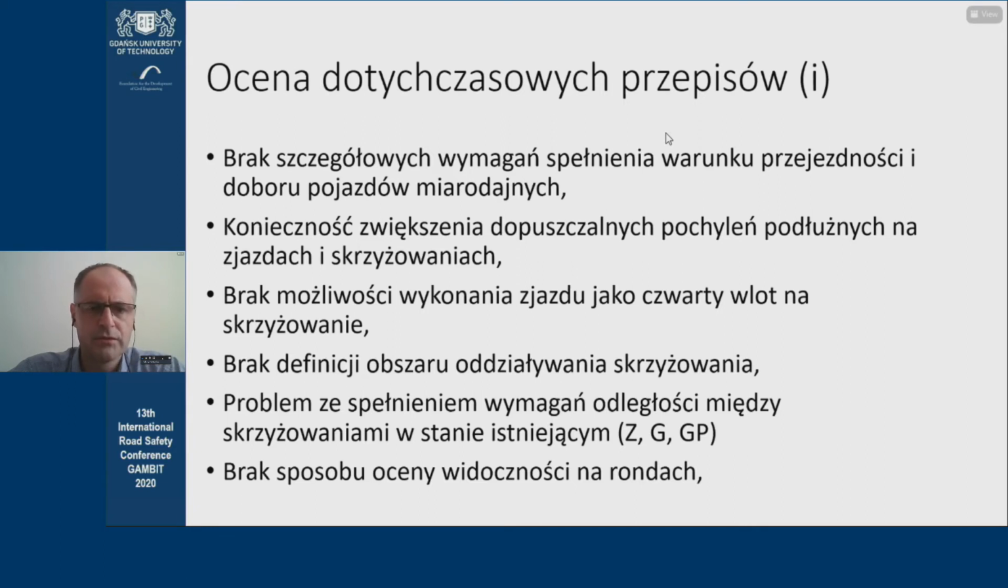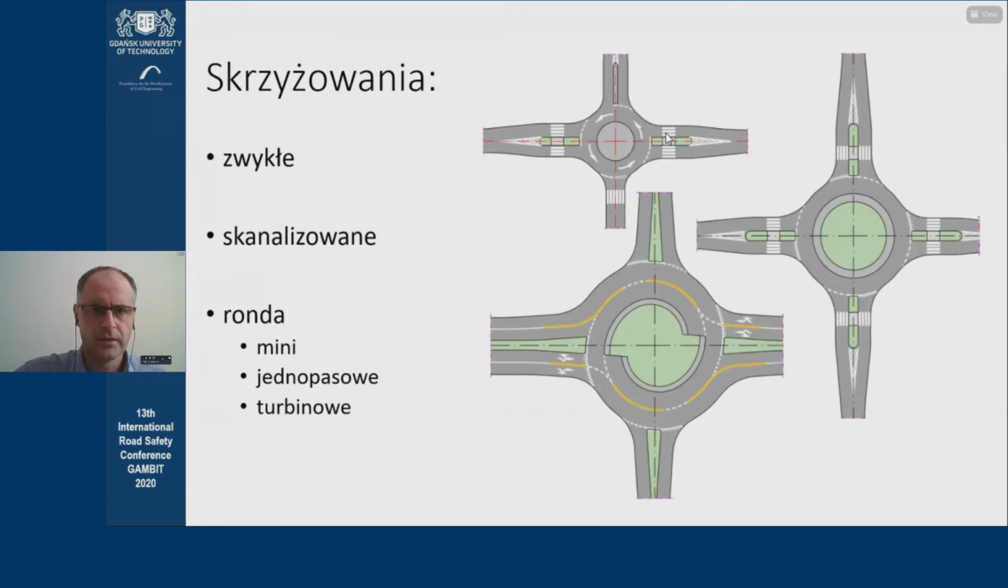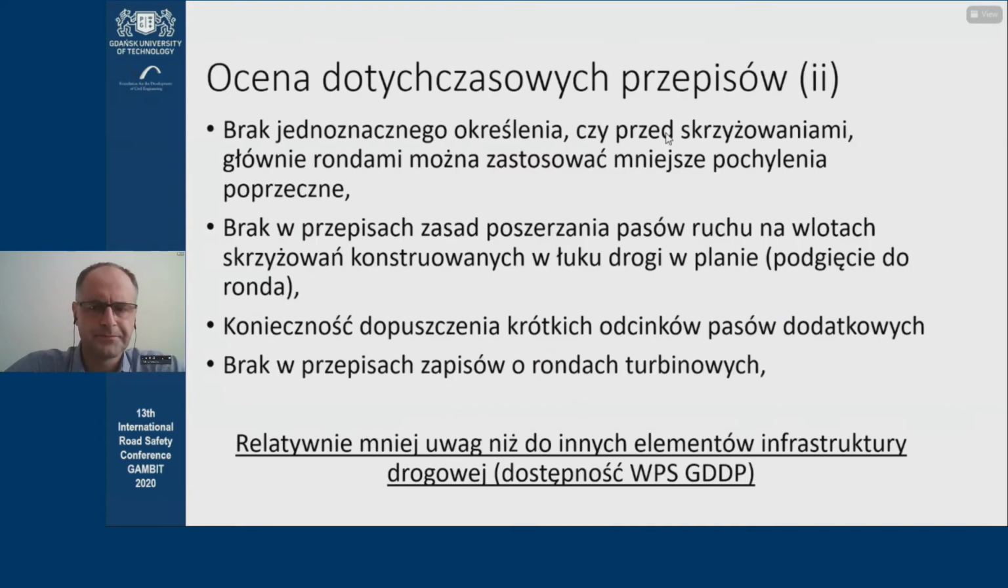The next problem is the side distance between junctions, which is a problem, especially when it comes to national roads passing through small towns. A lot of times, side distance requirements are not met. And also defining visibility or side distance at roundabouts, that's not been covered up until now, so we need a definition of that.